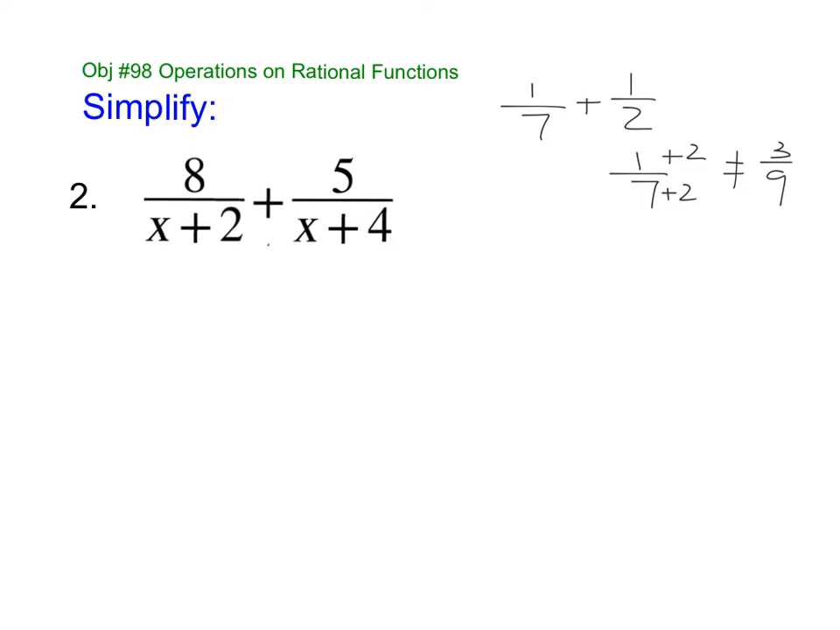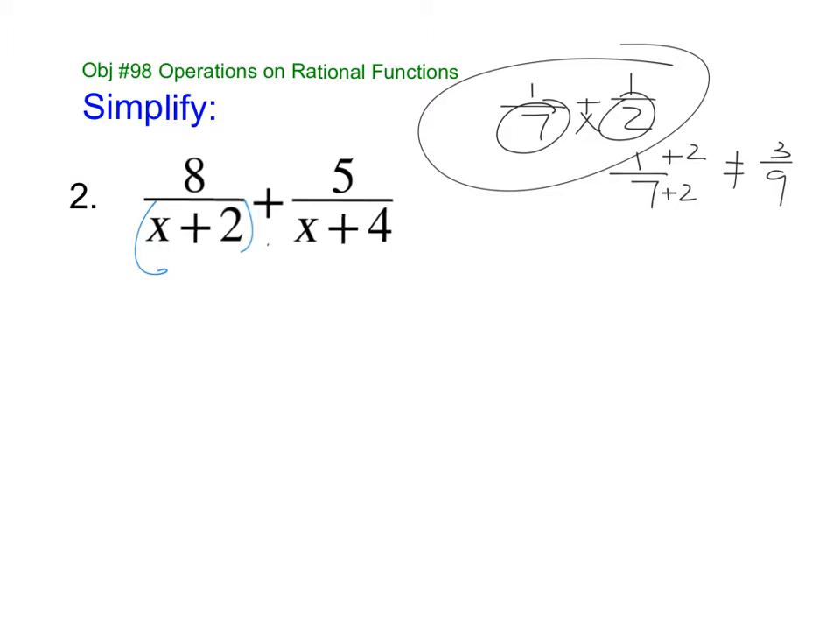So what would be your common denominator with this? It's 14, right? We just multiply 7 times 2 is 14. So we're going to do the same thing here. I'm going to multiply this left one by the denominator, x plus 4. But whatever you do to the bottom, we do to the top, x plus 4 on top. So I get 8x plus 32. Do not multiply these out. Leave it as x plus 2, x plus 4.